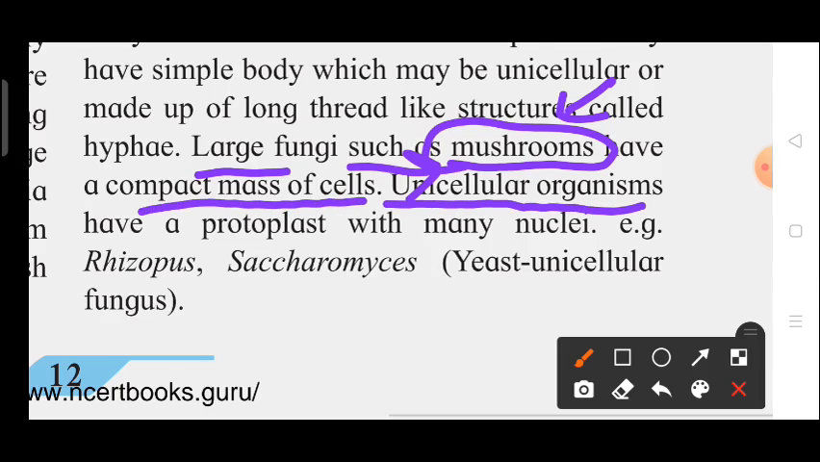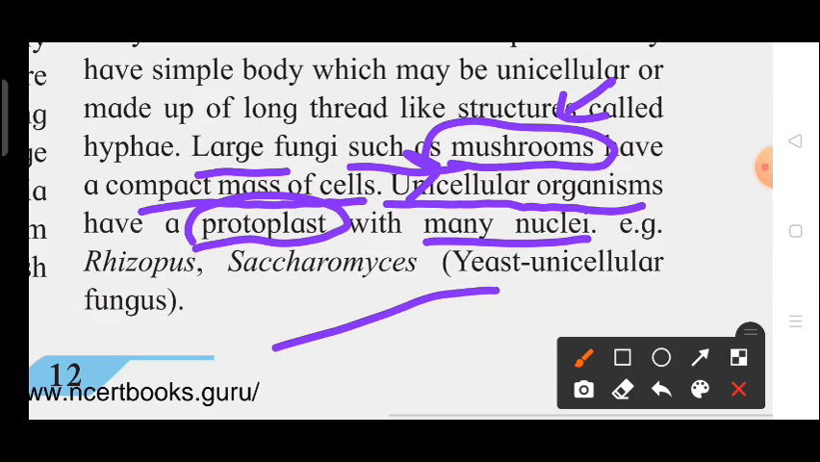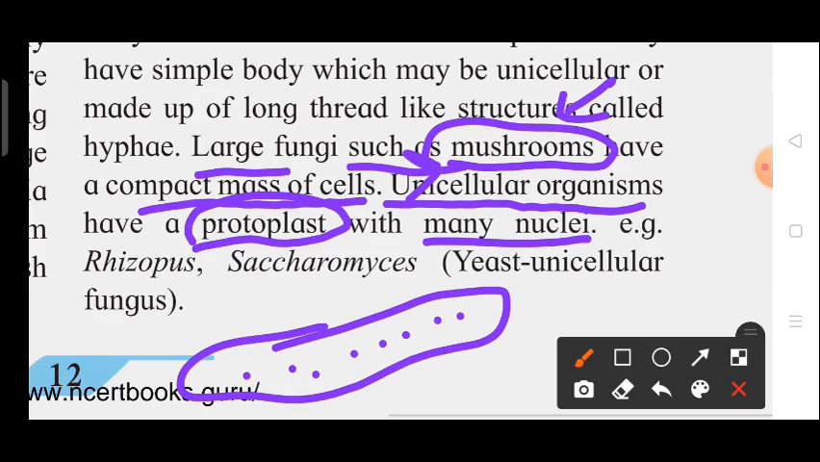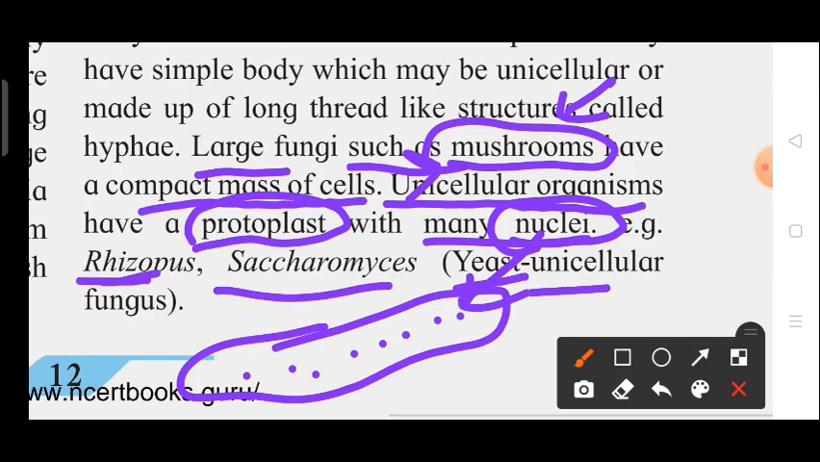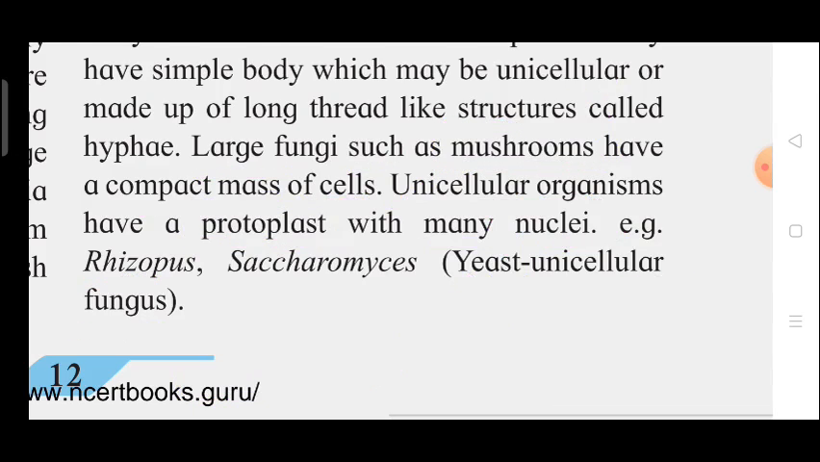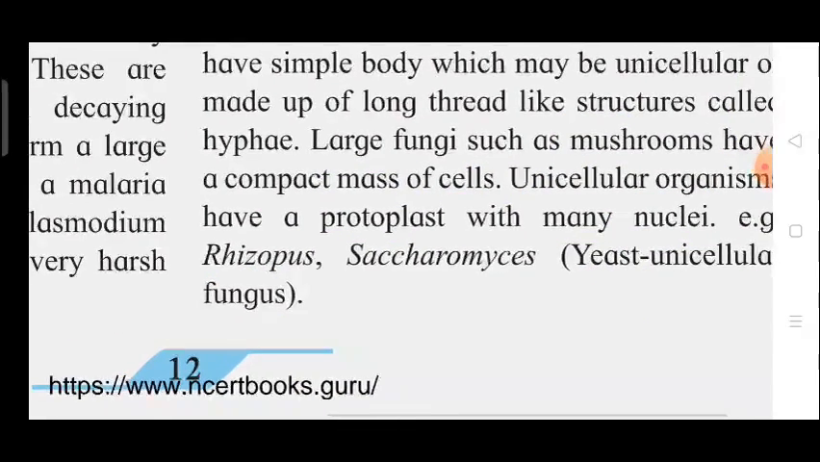Some fungi have protoplast with many nuclei. When there is more than one nucleus, they are called nuclei, the plural form of nucleus. Examples are Rhizopus and Saccharomyces. These are yeasts. A unicellular fungus is called yeast.